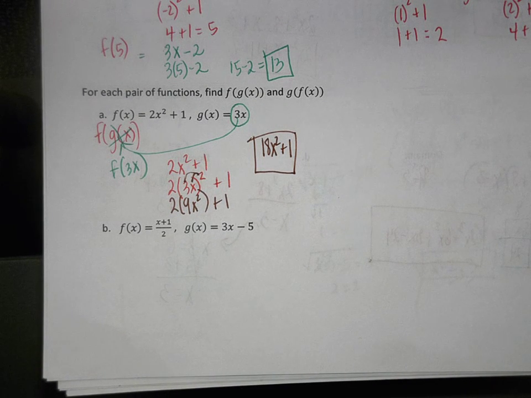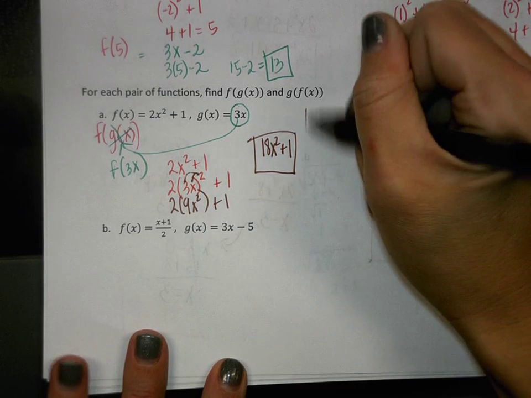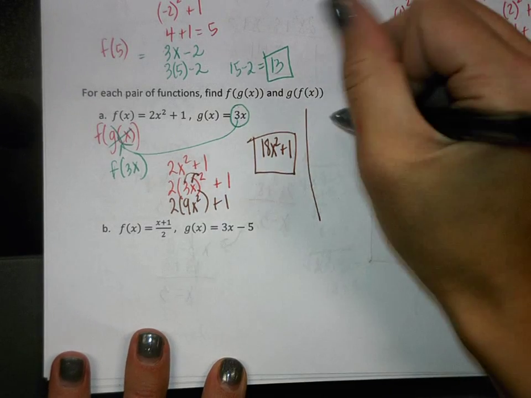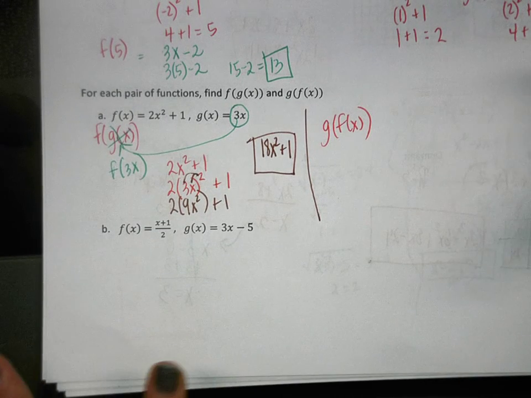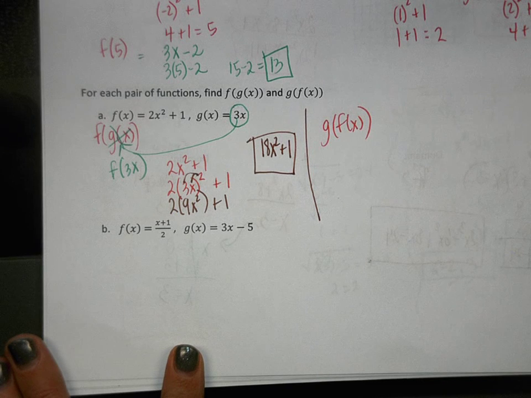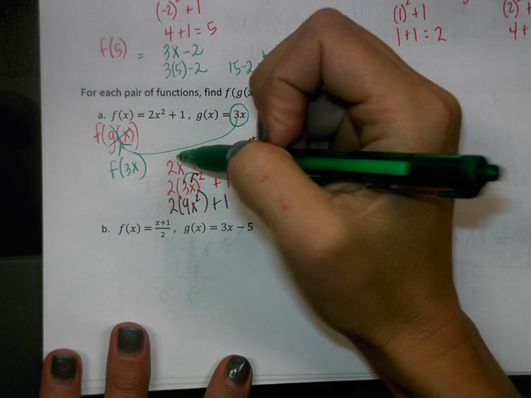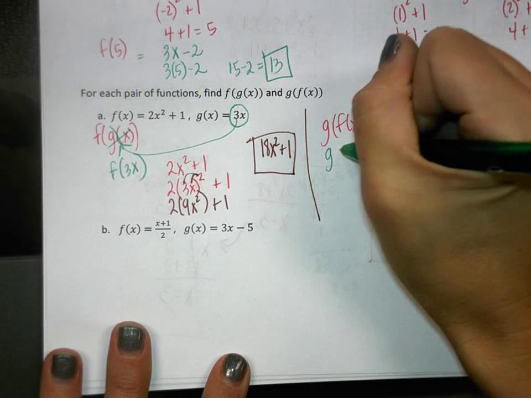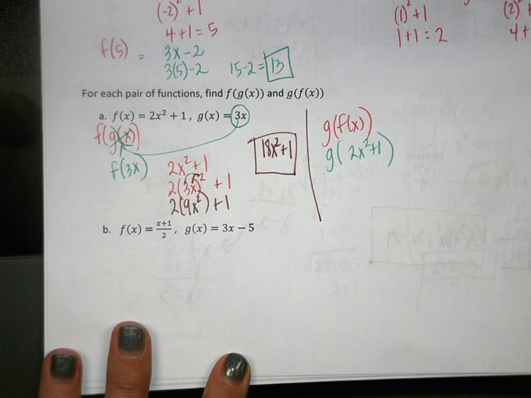Anything I need to re-explain on that one? Okay, so that was f of g of x. Now we're going to do the opposite one, g of f of x. So what's going to end up going inside here? The f part, 2x squared plus 1. So this is going to be g of 2x squared plus 1.